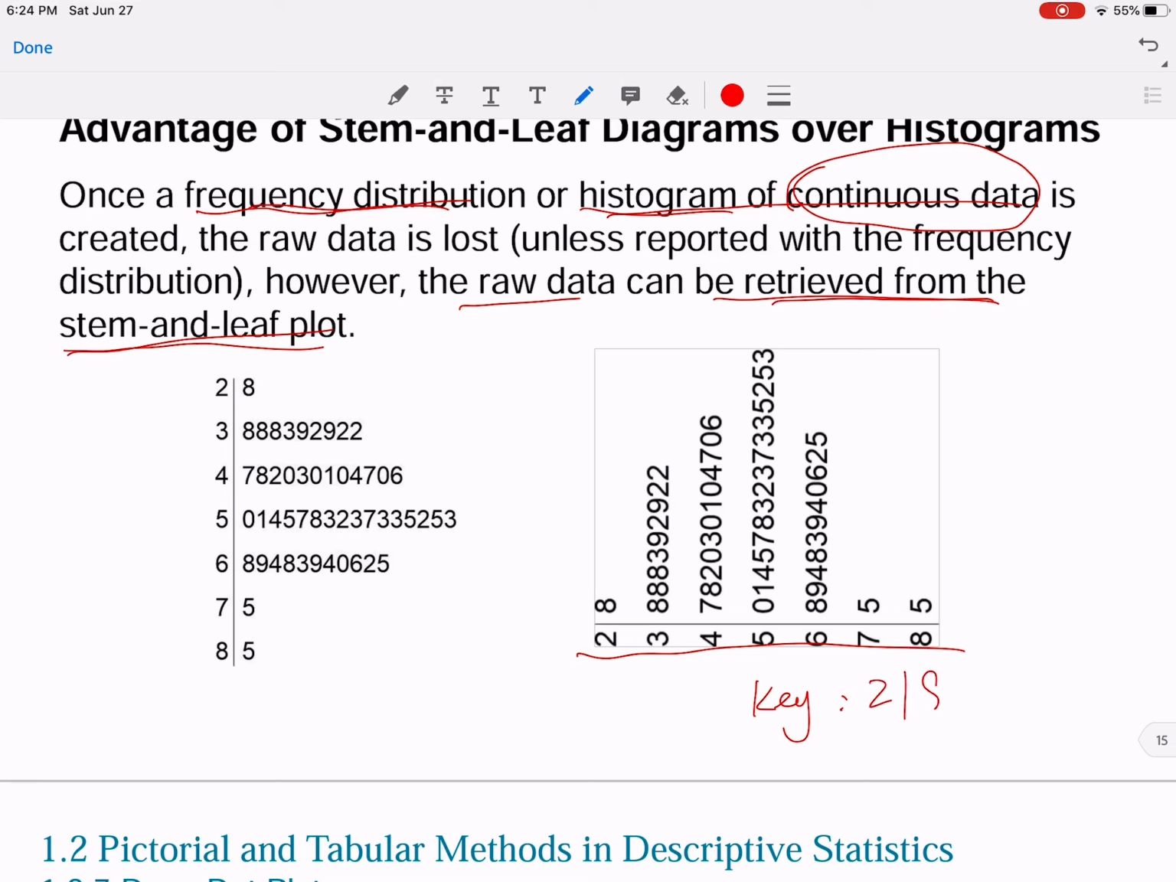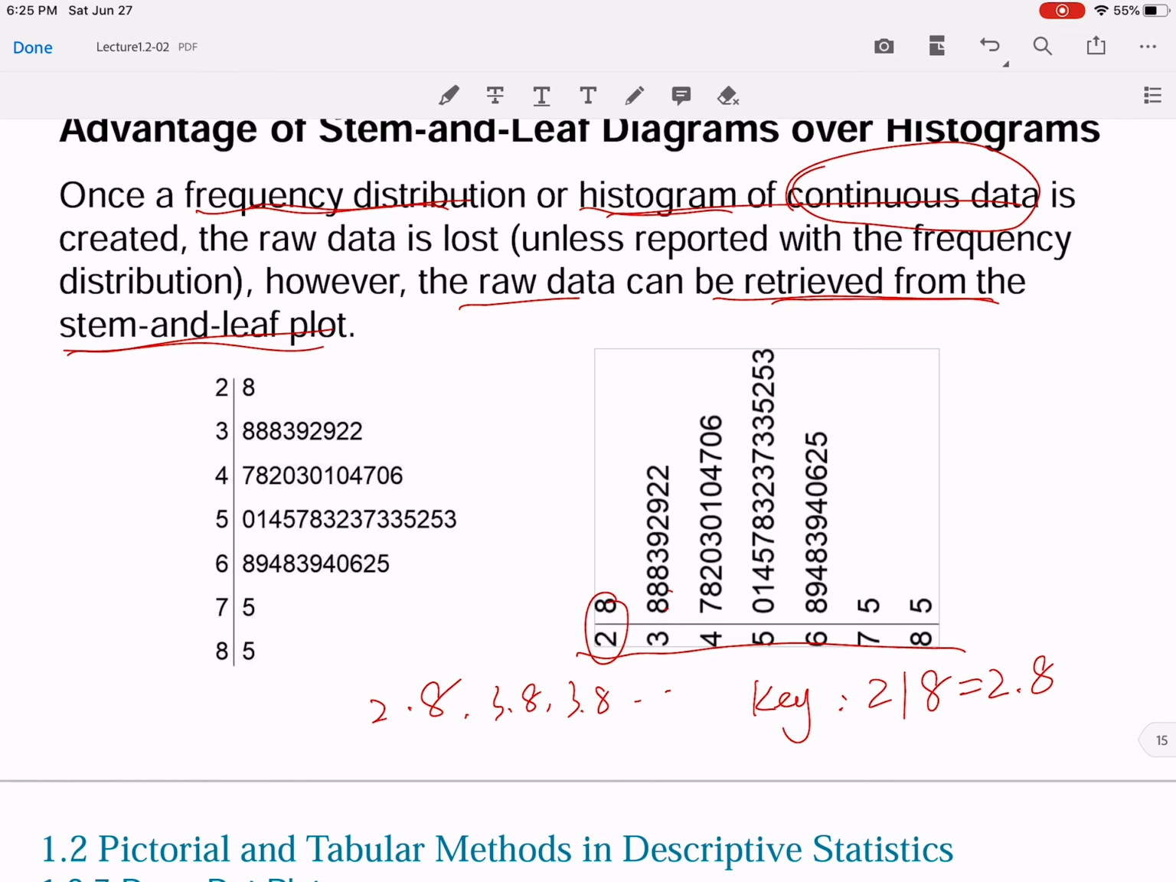2 vertical line 8 is equal to 2.8. Okay. So once we have the key and we have the stem leaf plot, we can retrieve every single observation from the raw data. For example, we know this is 2.8, and then 3.8, 3.8 from here, and so forth. That's the big advantage of the stem leaf plot. And I wish this makes sense to you.